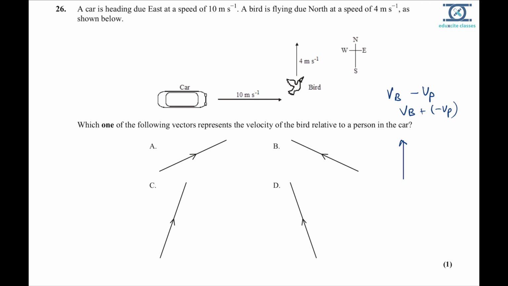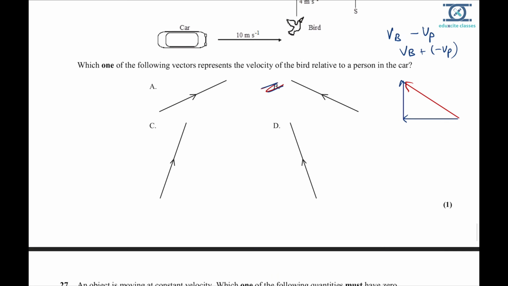So VB is like this, and VP is the opposite, so the car is moving like this. Okay, so you can join the heads, it will be like this. So option B is the right answer for question number 26.